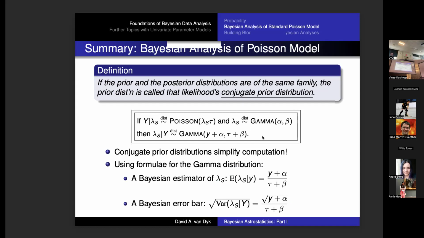This gamma prior is called a conjugate prior. I've just written down the general formula. I started with Poisson data. I have a gamma prior on the intensity. The posterior is also gamma. Conjugate means that the prior and the posterior are of the same family, or have the same form. And it's because the likelihood and the prior kind of match.